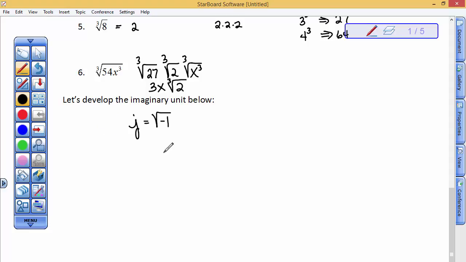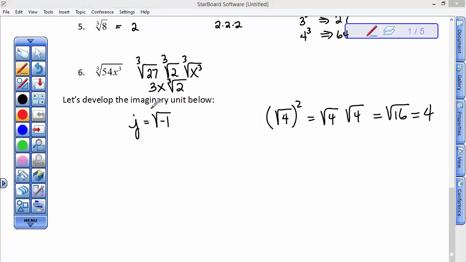And by that definition, so this is just a definition, the square root of 4 squared, because that's what I'm going to do next, is equal to the square root of 4 times the square root of 4, which is equal to the square root of 16, which is equal to 4. So when you square a square root, you just get the value under the radical.